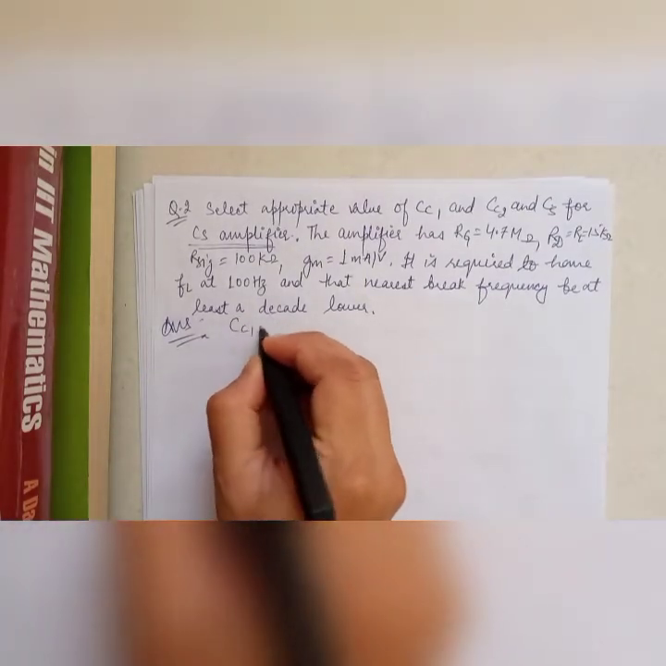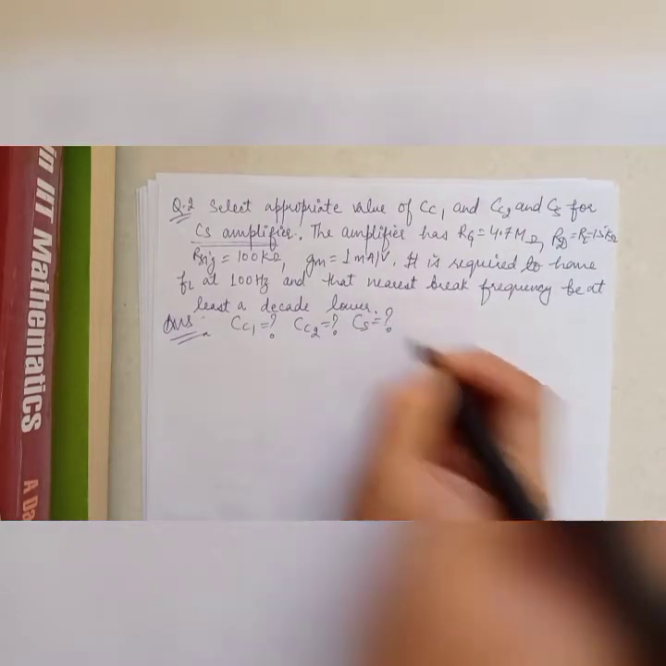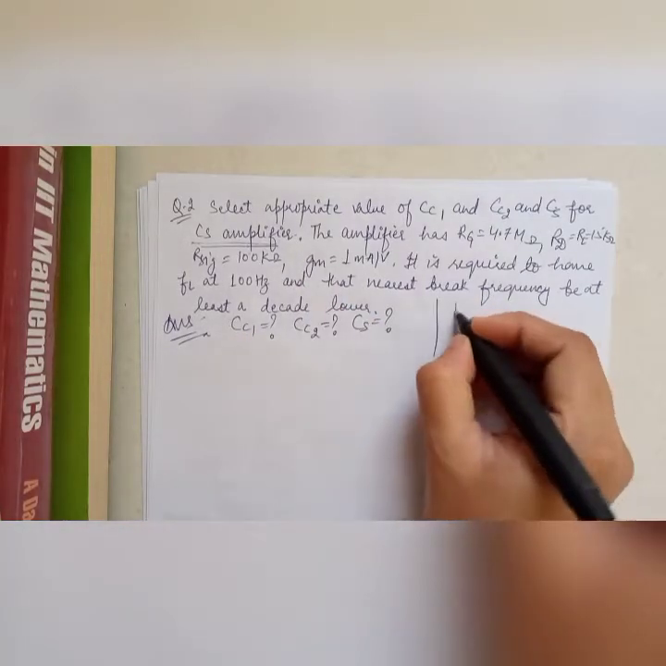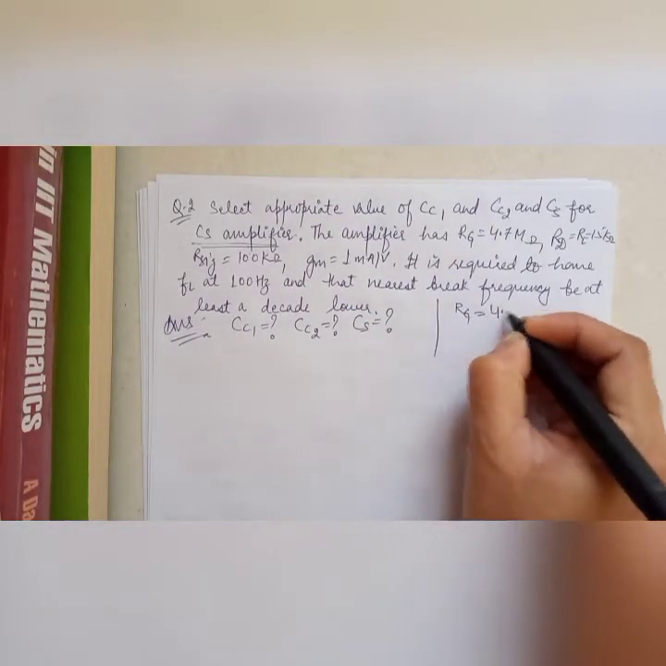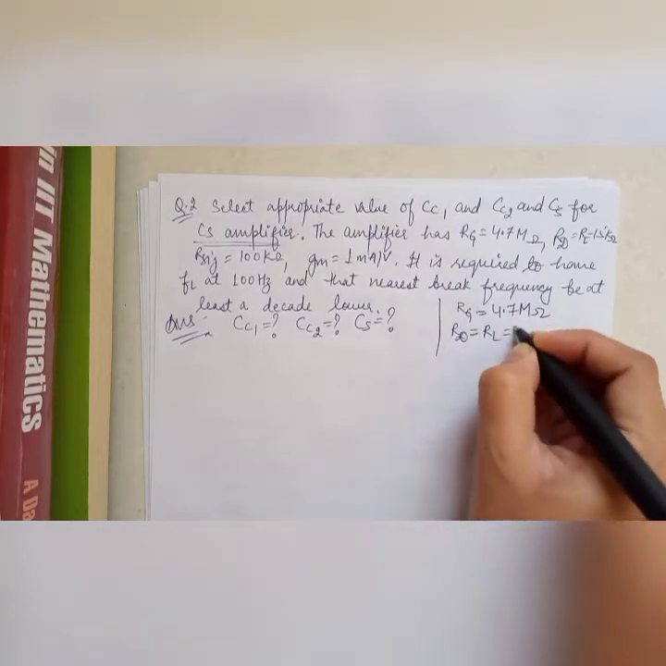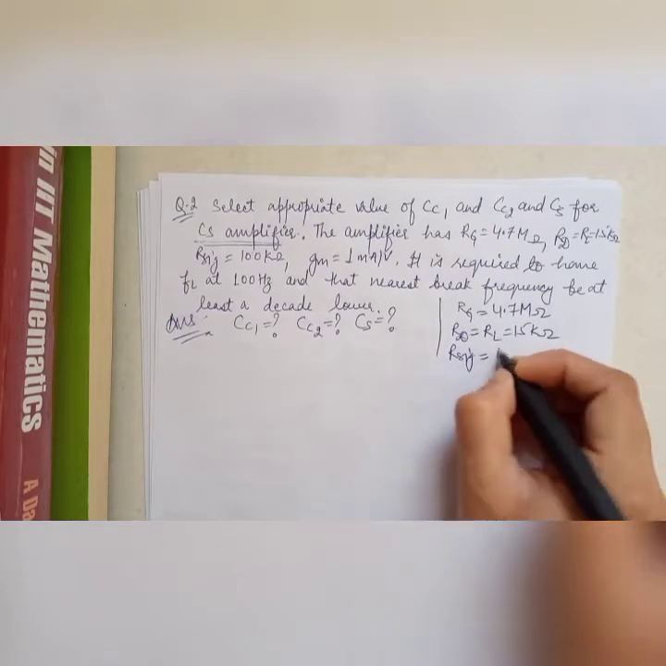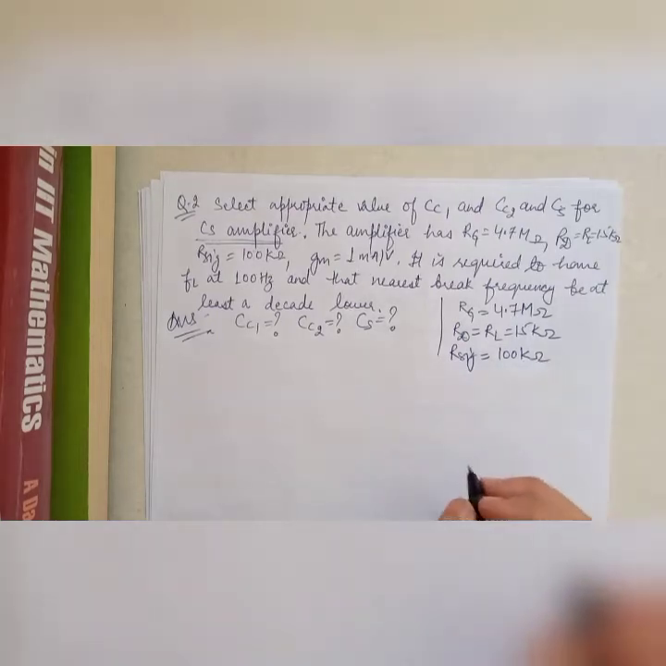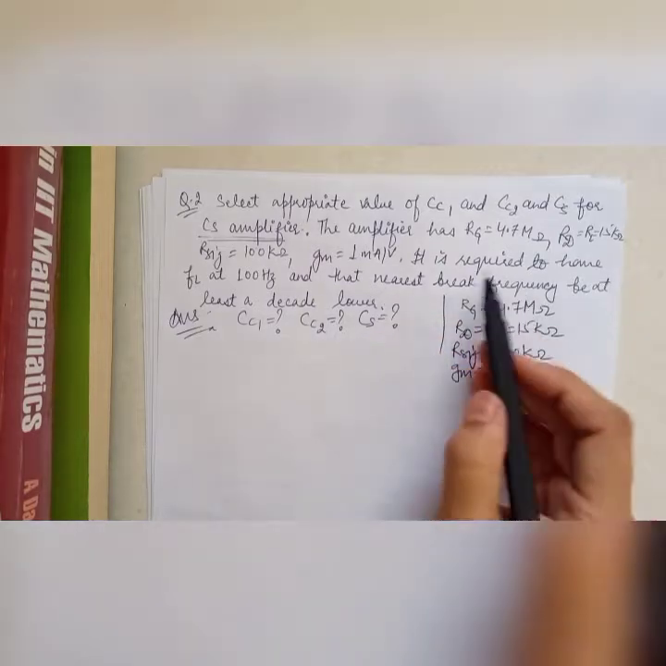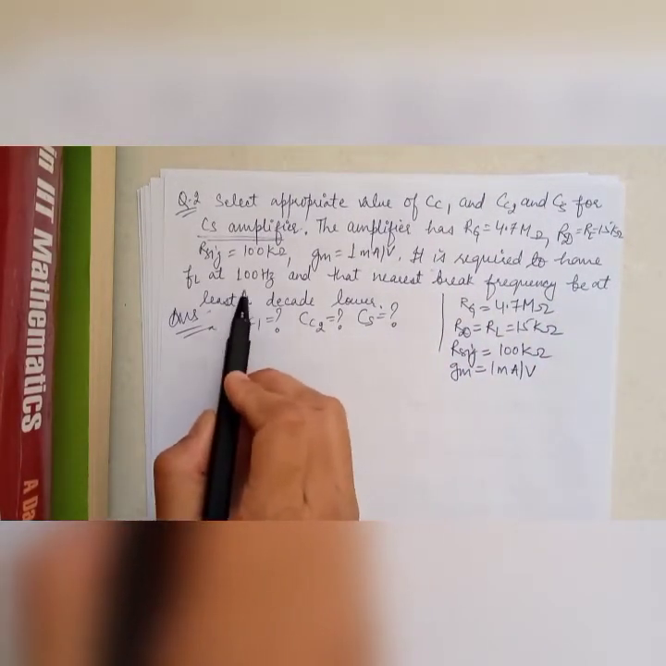You need to find out CC1, CC2, CS for a CS amplifier. What is given to you? I'll write here. RG 4.7 megaohms, RD = RL is equal to 15 kilo ohm, RSig value as 100 kilo ohms. gm also is given to you, 1 milliampere per volt. Now they're saying it is required to have FL at 100 Hertz, right?